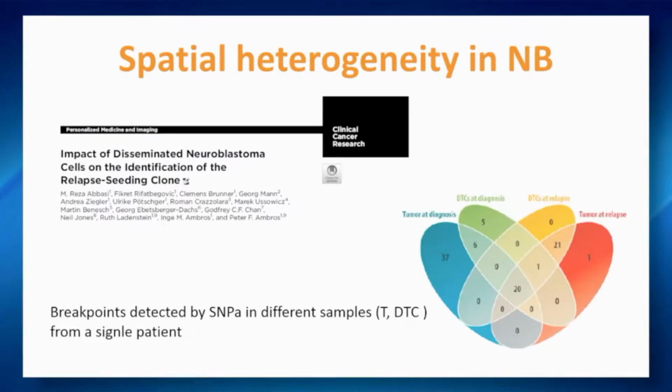However, we know that neuroblastoma is heterogeneous and that there's a high degree of spatial heterogeneity. And this nice work from Peter Ambrose's group, where different tumor samples were analyzed, insisted on the importance, in fact, of the presence of this heterogeneity. This is, again, something that we need to take into account when we're looking at these analyses of cfDNA and thinking about what results to consider for our treatment decisions.